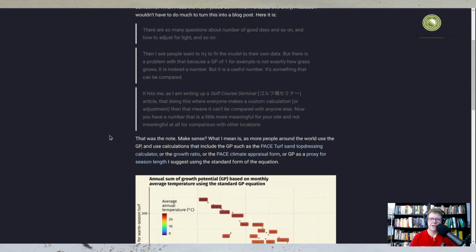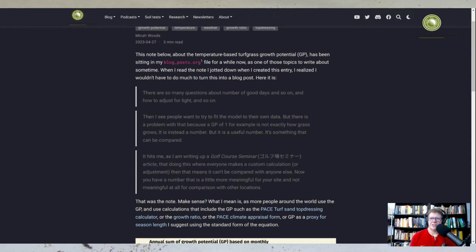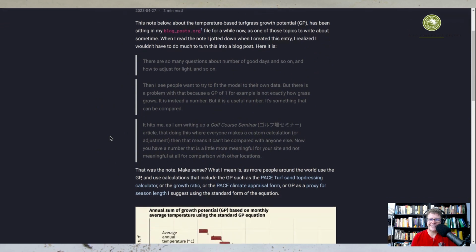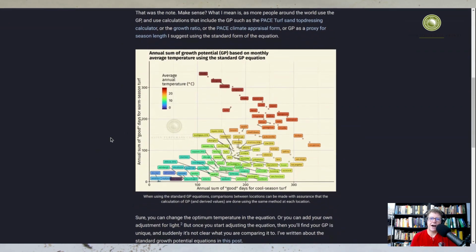And so it's occurred to me over the last 10 to 15 years that growth potential turns out to be even more widely used than I thought, or people 15 years ago didn't use it as much as they do now. That's how I would say it. And because so many people use it, and because we've added on these extra uses of it, like the top dressing calculator and the very fun to look at GP as a proxy for season length, I recommend now just use the standard equation and just look at it as a number. Don't worry about trying to match it exactly to your site.